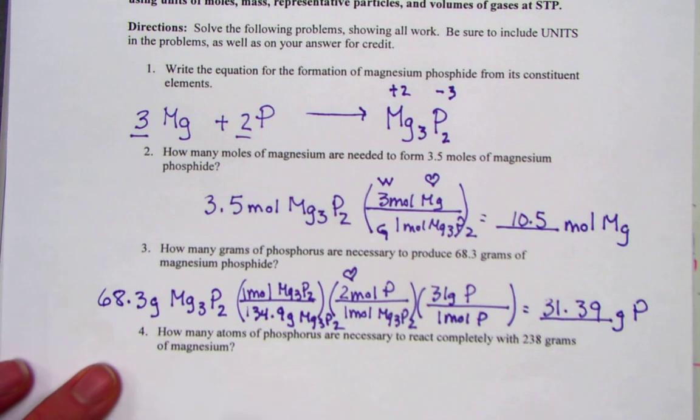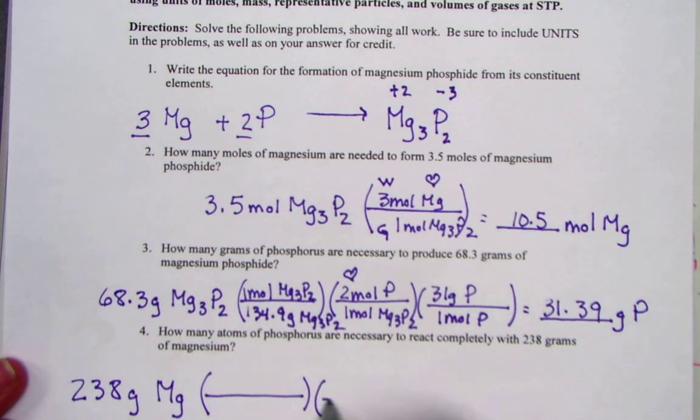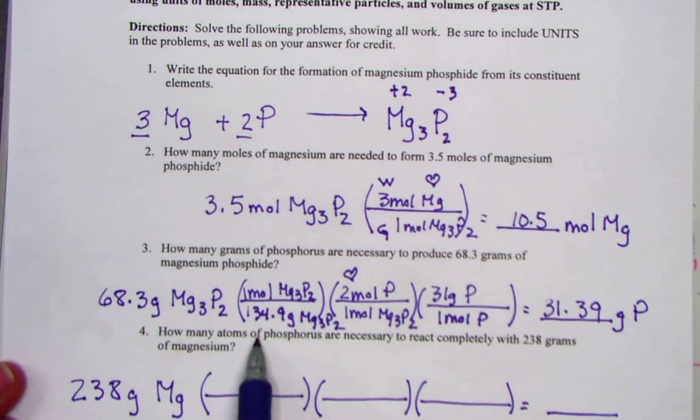Our next question. How many atoms of phosphorus are necessary to react completely with 238 grams of magnesium? Given a mass, we want to go to the number of atoms. Begin by writing the number, 238. The unit after it is a gram, and the label is magnesium. The 3 steps to stoichiometry. I like to get those set so I can see the target. What do we want to find? It's asking us to find atoms of phosphorus. I like to get that ready so I can see where I'm going.